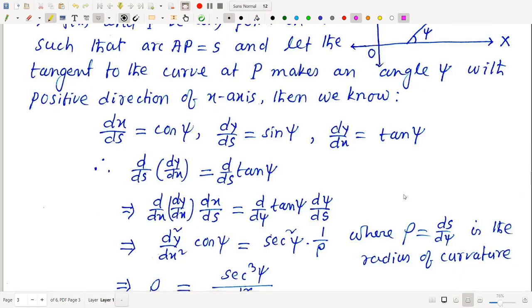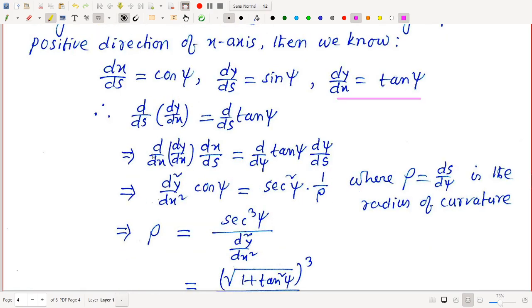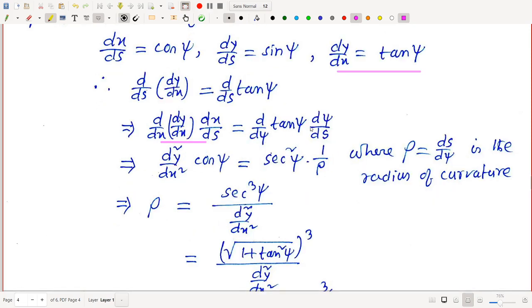Now we need ds by d psi, that is the radius of curvature. So this dy by dx equal to tan psi line we differentiate with respect to s. d by ds of dy by dx is equal to d by ds of tan psi. Now d by ds of dy by dx can be written as d by dx of dy by dx into dx by ds by chain rule. And the right side is d by ds of tan psi. We can write it d by d psi of tan psi into d psi by ds by chain rule again.